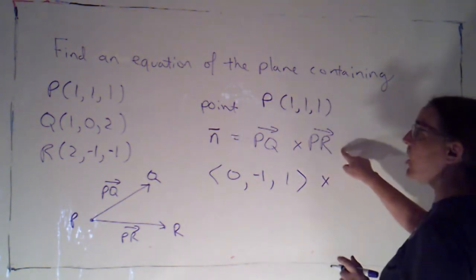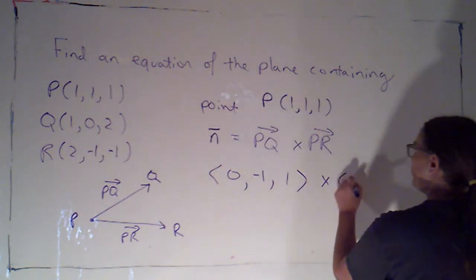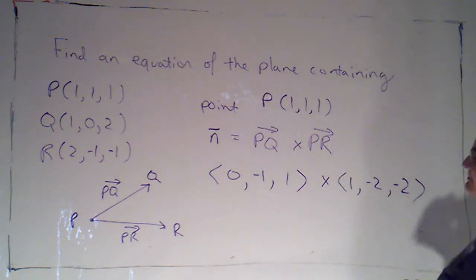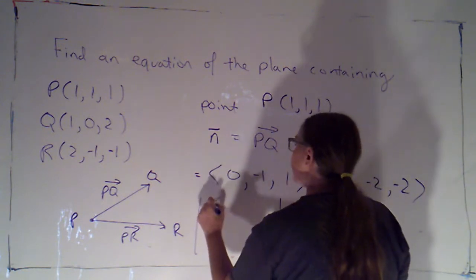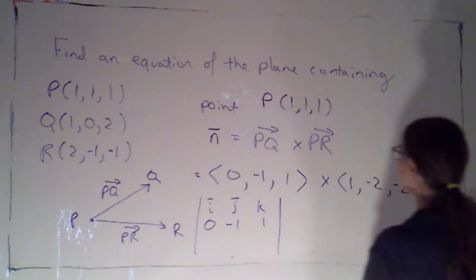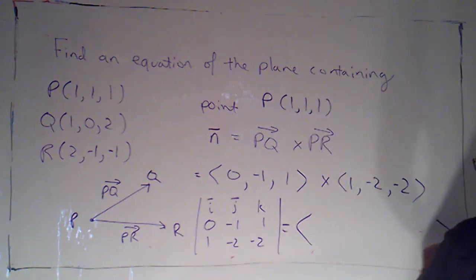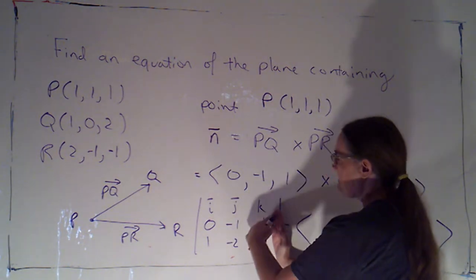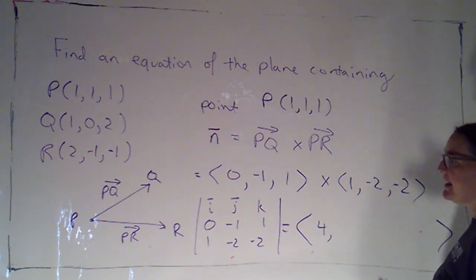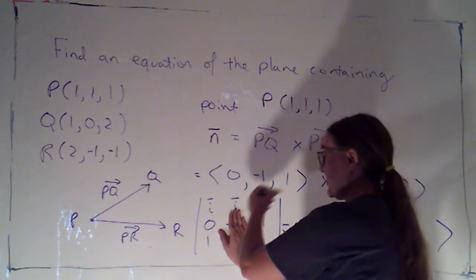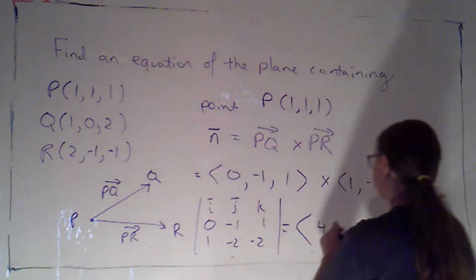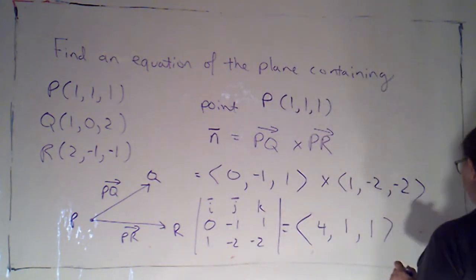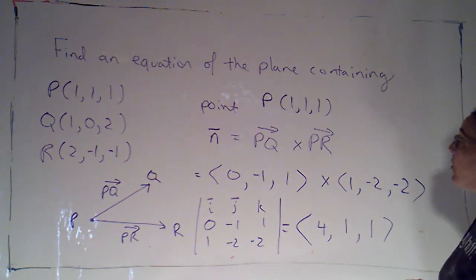All right, now I want to cross this with PR. So PR would be 2 minus 1 is 1, -1 minus 1 is -2, and -1 minus 1 is -2. Excellent. So I'm trying to calculate the symbolic determinant. i, j, k; 0, -1, 1; 1, -2, -2. So I will have some i's. The number of i's I get is this 2 by 2 determinant. That's going to be 2 minus a -2. That's 2 plus 2 is 4. Then I'll have some j's. The number of j's, since I'm subtracting this, I'm going to calculate this determinant backwards. So that's going to be 1 minus 0 is 1. And then for the k's, I'll get 0 minus a -1. 0 plus 1 is 1. So a normal vector is 4, 1, 1.